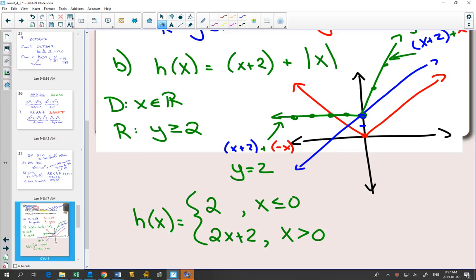And sometimes that can be really helpful, because now we're going to look at part C, which says, let's multiply our functions together.